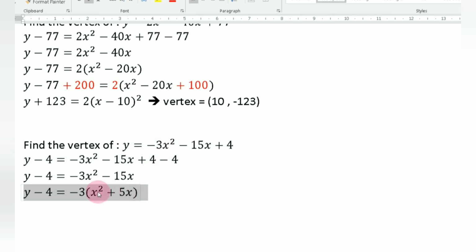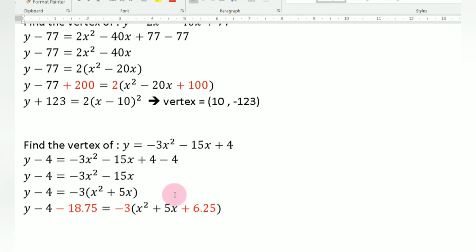In the end, you have negative 3 multiplied by x squared plus 5x. Now, this is the one that we need to complete the square. X squared plus 5x. How to find the last piece? The third term is by first dividing 5 by 2, which is 2.5, and then square it. So it is 6.25.